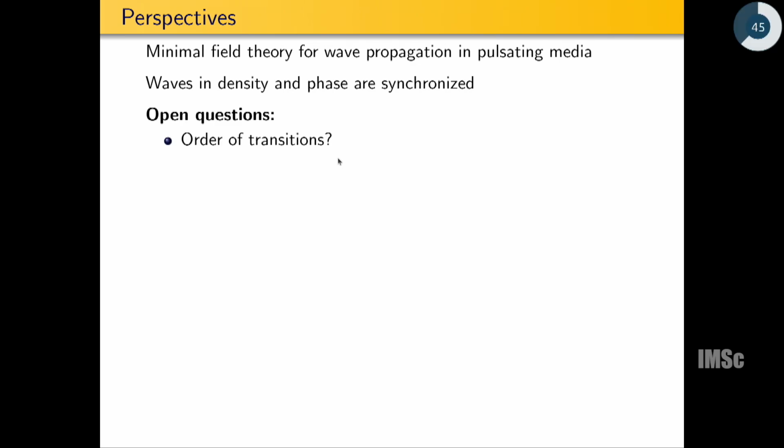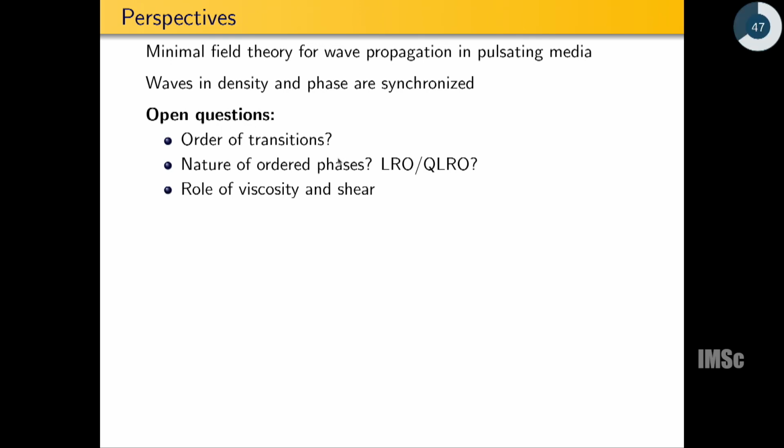The first thing is basically what is the order of transitions? Is it first order, second order? How do we really characterize that? If you are in an ordered phase, is it a truly long range ordered phase, or is it a quasi-long range order, or is it some other kind of order? We have already seen that noise can come and destabilize ordered phases, so it's a matter of being more quantitative and understanding these questions. Then, what is the role of anisotropy in this problem? If you have viscosity, you have shear, how do these patterns change?